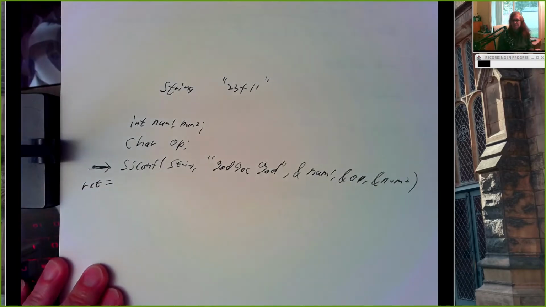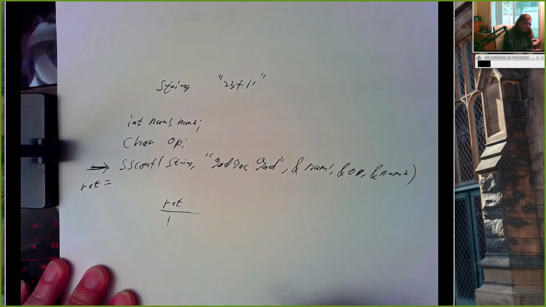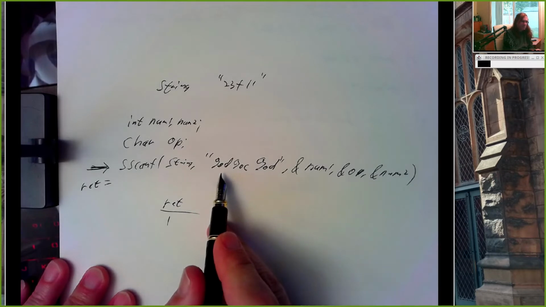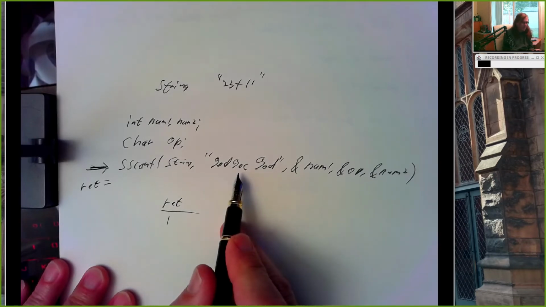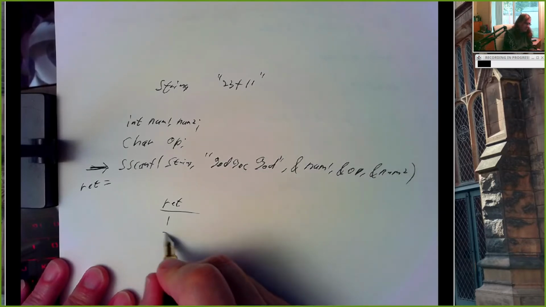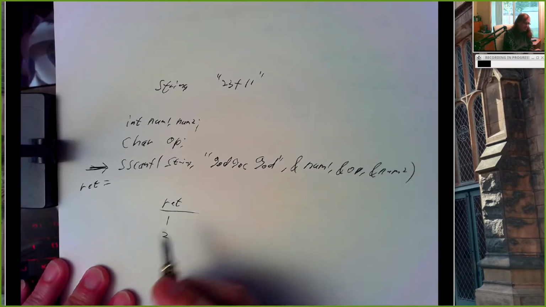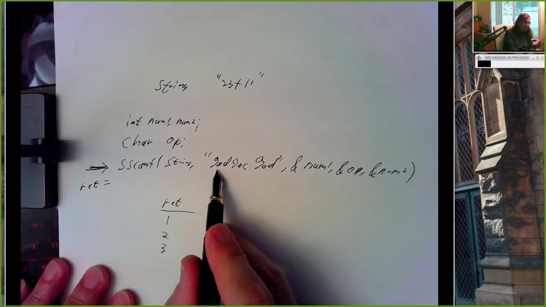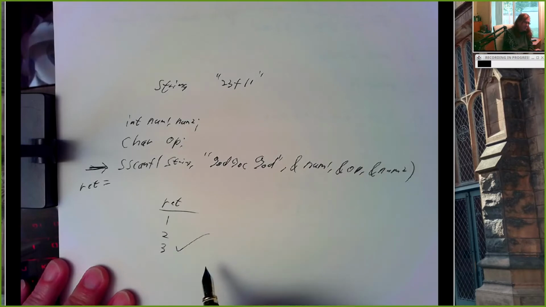All right, so I'm going to save this into an integer. I'm going to call it ret. And what's the value of ret going to be? If ret is 1, it means we found an integer, but we didn't find a character after it, so that's missing an operator. If ret is 2, we found an integer, an operator, but we didn't find a second integer. If ret is 3, we found exactly integer, character, integer. So that's a good case.